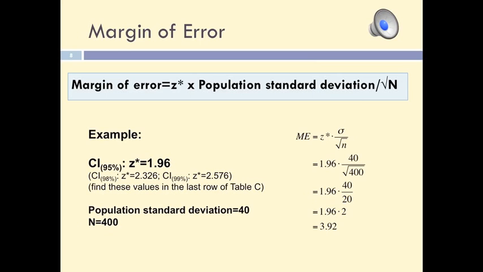In our example, the population standard deviation was 40 and the sample size was 400. So to obtain the margin of error, all we have to do is divide 40 by the square root of 400, which is 20. And then we just multiply z star by the result of this division, which is 2. So 1.96 multiplied by 2 is 3.92. So our margin of error is 3.92.